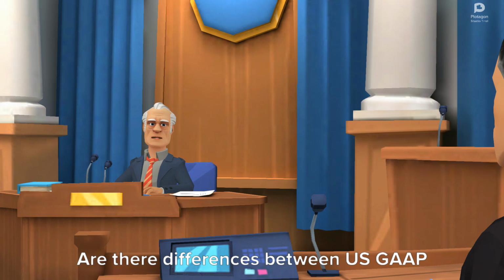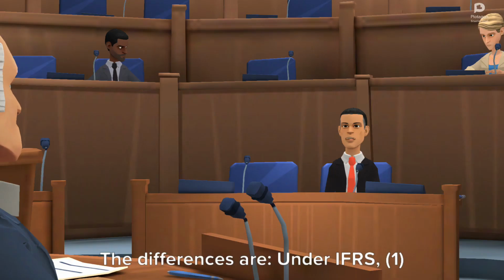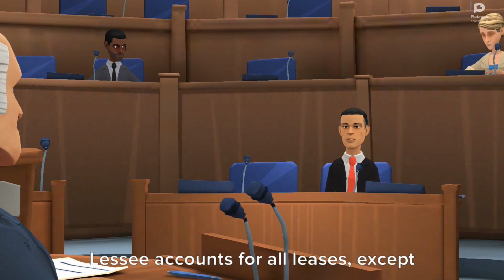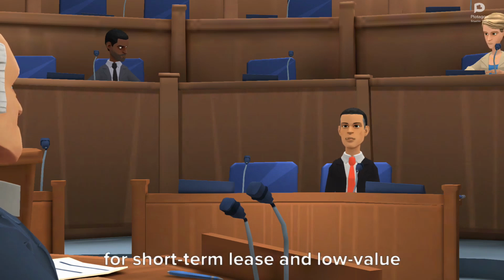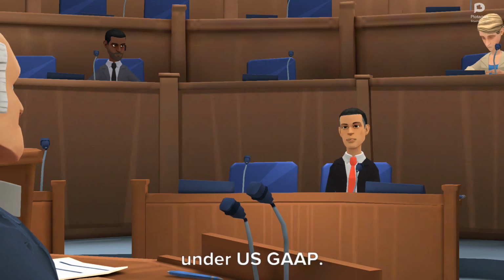Are there differences between U.S. GAAP and IFRS in the classification of leases? The differences are, under IFRS, 1. An operating lease is not a classification option to the lessee. The lessee accounts for all leases, except for short-term leases and low-value leases, similarly to a finance lease under U.S. GAAP.